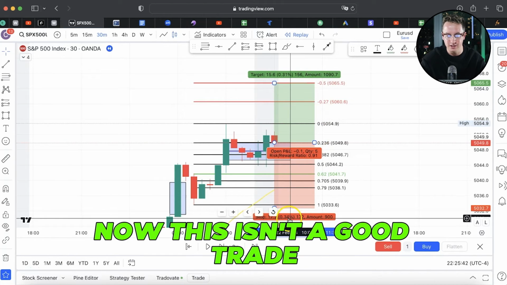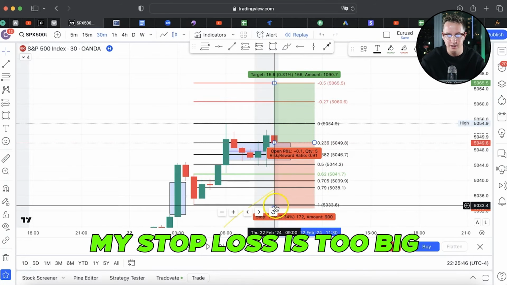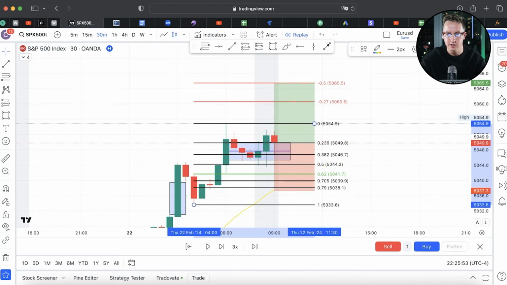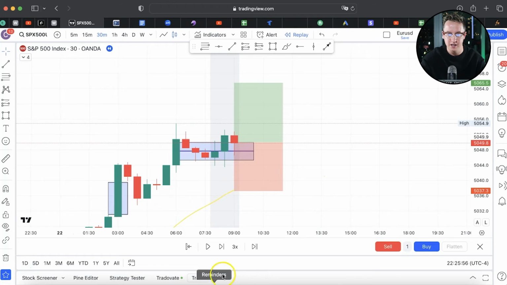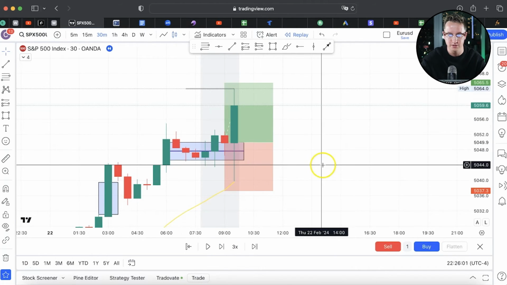Now this isn't a good trade because it's not a positive risk to reward ratio. So that means my stop loss is too big. So I'm going to bring my stops in right below here at this wick. And now this trade looks good. So we can play it back now. Once price digs in there again, we can enter another position.